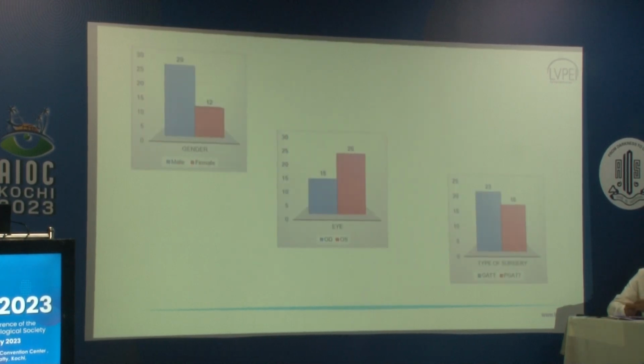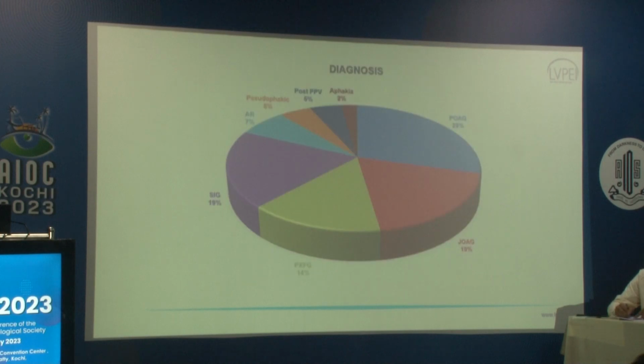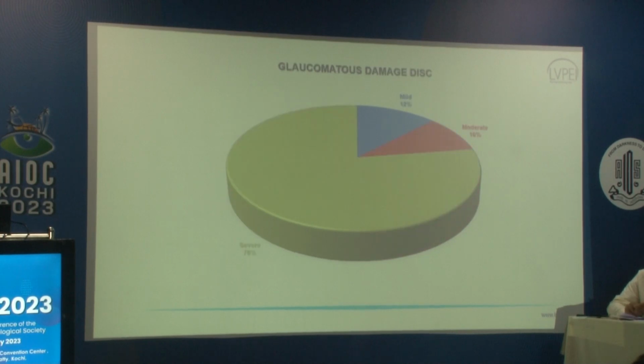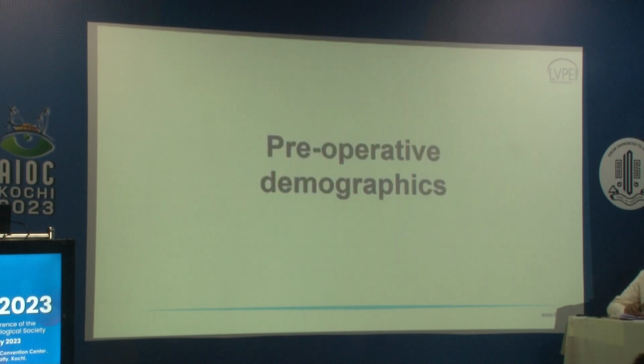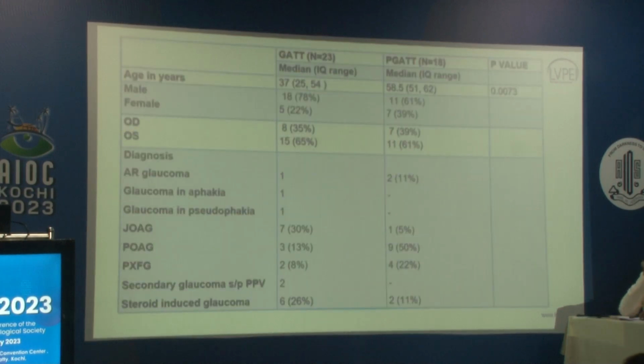As seen here, the pre-op data, we had more of males and more of left eye, and 23 were only GAT and 18 were phaco GAT. Diagnosis was mostly POAG and JOAG, and most of them had severe glaucomatous damage. Of course, showing also on the visual field where it was worse than -16 decibels. Here we can see, of course, GAT 23 and phaco GAT 18.